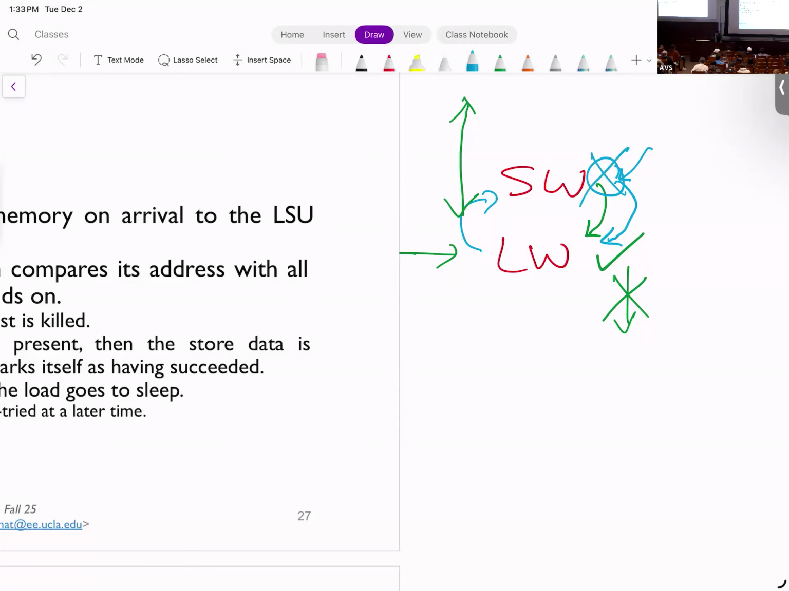If the address is not available, because, for example, this address itself is dependent on some previous instruction, this load has to stay. It cannot be issued. So we put it to sleep. It waits for all the previous stores to be finished. Then we provide the value and the load continues. So this basically means that you have to stall the processor if need be. Okay? Any questions here?